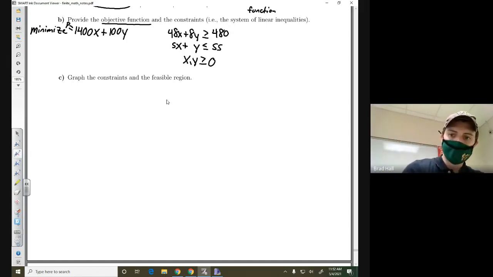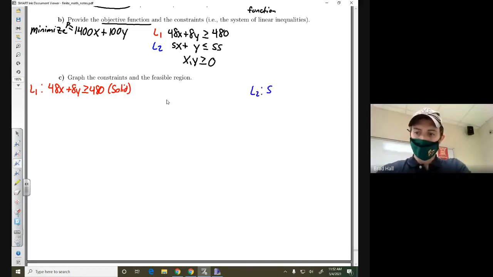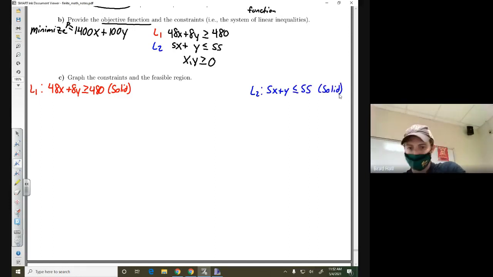So if anything, let's go ahead and graph the inequalities. We have two lines here, two non-trivial lines. I'll put the first line over here. 48x plus 8y is greater than or equal to 480. So the second line, also this line is solid. I'm not going to bother with that. Second line, 5x plus y is less than or equal to 55, which is also solid. Again, the equal to part.